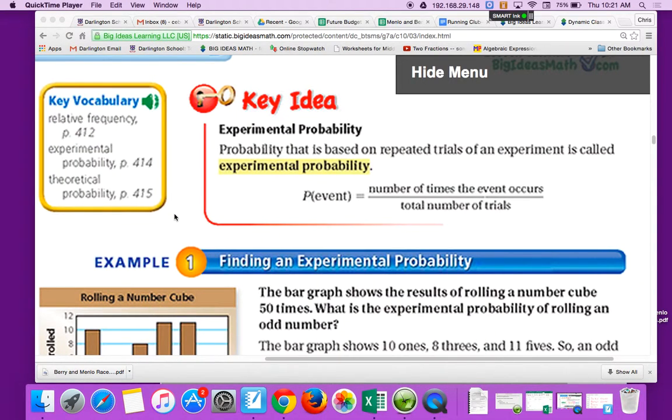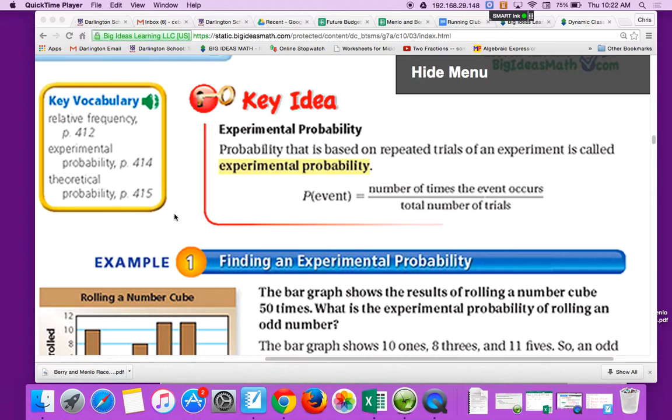definition. Experimental. Experimental is what actually happens, the actual thing that happens. Experimental probability is a probability that is based on repeated trials of an experiment, the actual trials themselves. The formula is the number of times that it occurs over the total number. This is what's actually happening. You run experiments in science class a lot, sometimes in math occasionally. It's what actually is happening.